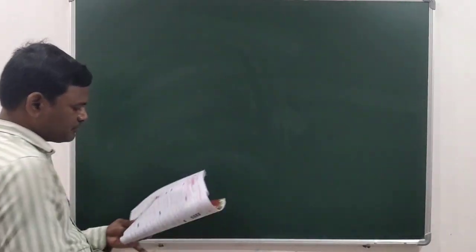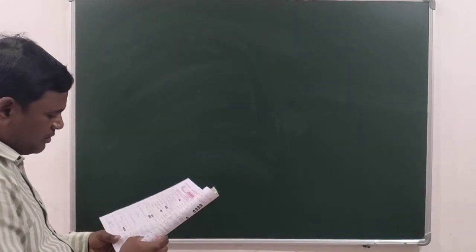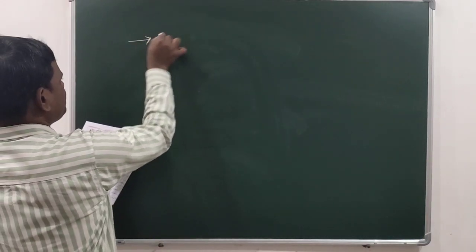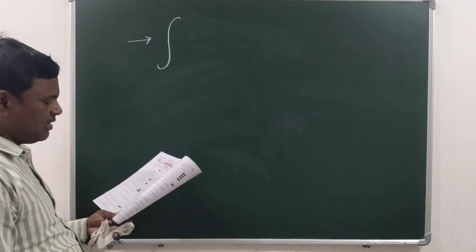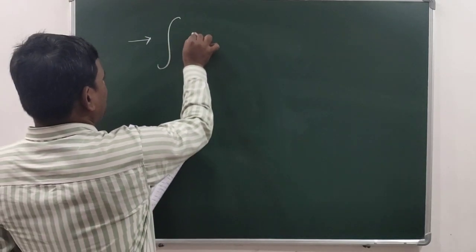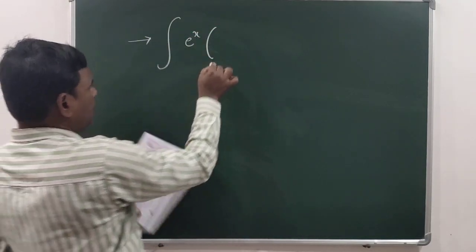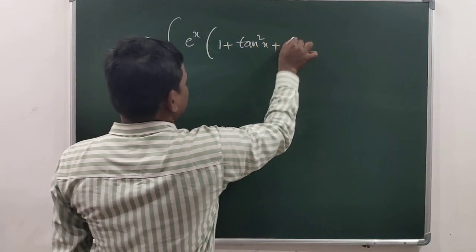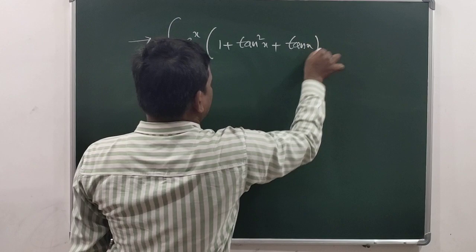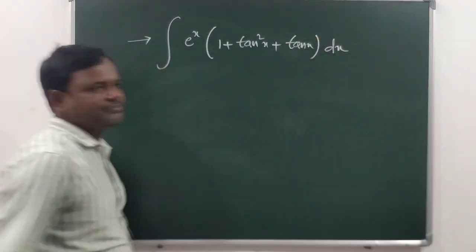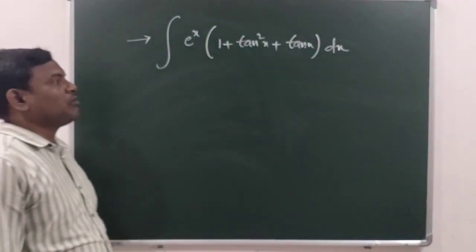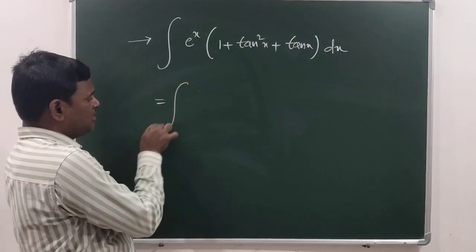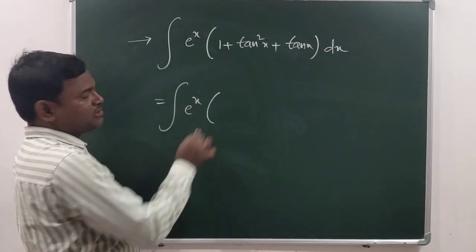Next, integral of e power x into (1 plus tan square x plus tan x) dx. And now, how do we answer this question? See, students, e power x.